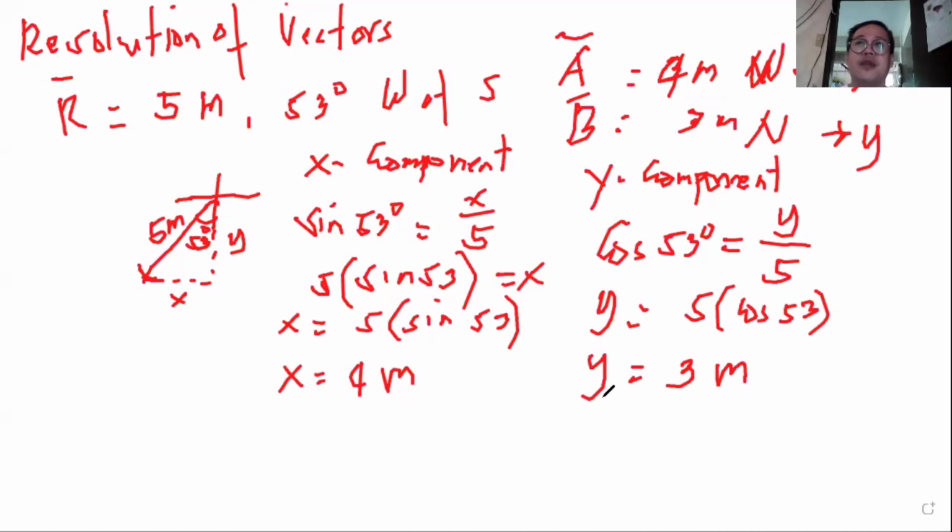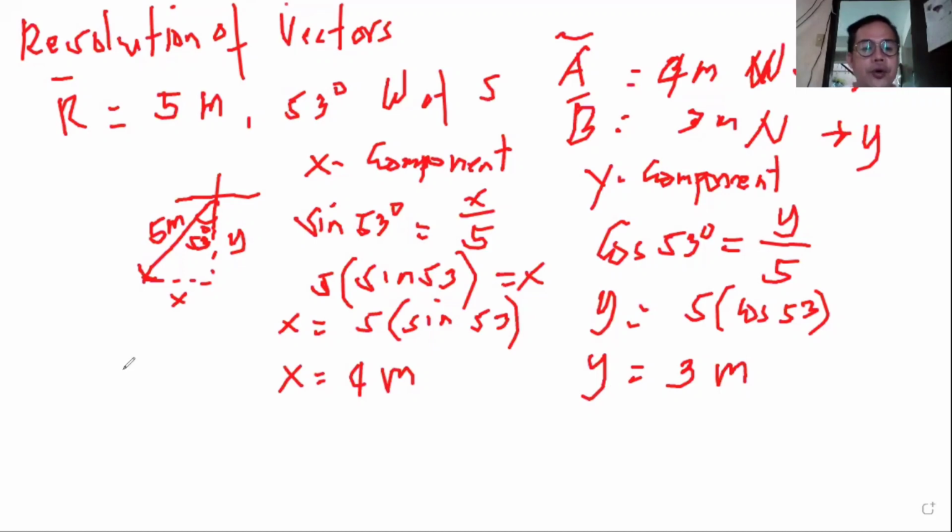So we resolve the vectors. This is what we call the resolution of vectors. We are getting the x and y components of the vectors. We just have to decide whether to use the sine or the cosine, because the given side is the hypotenuse, and the two functions that deal with the hypotenuse are sine and cosine. But you have to decide whether the x component is opposite to the angle. So definitely you have to use the sine.